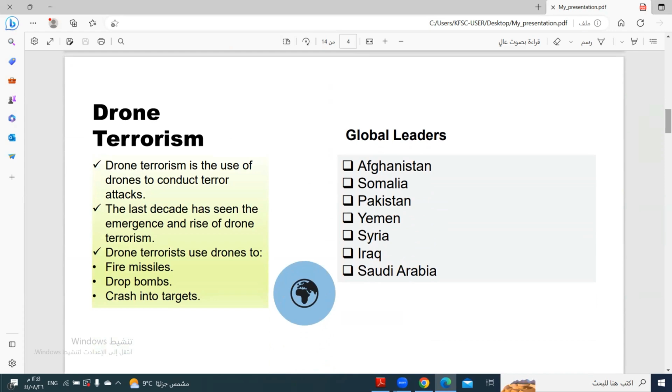Drone terrorism is the use of drones to conduct terror attacks. The last decade has seen the emergence and rise of drone terrorism. So in our model, we try to help in improving the detection. Also, drone terrorists use drones to fire missiles, drop bombs, etc.